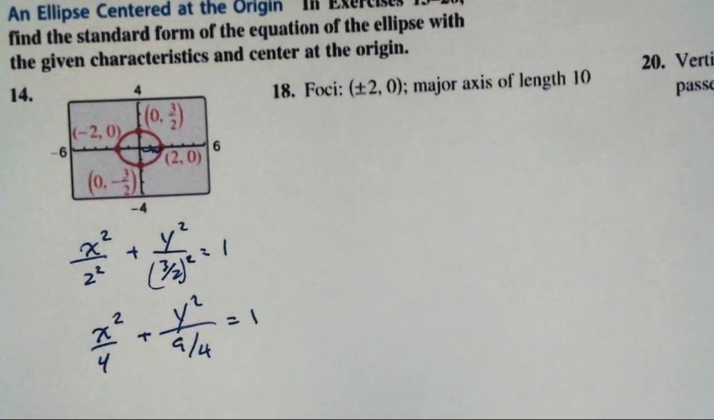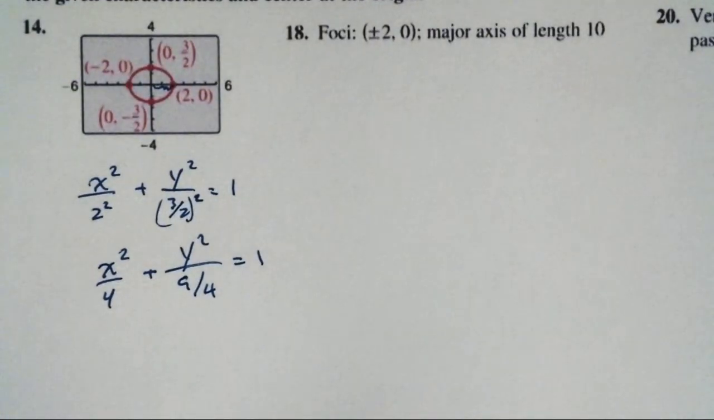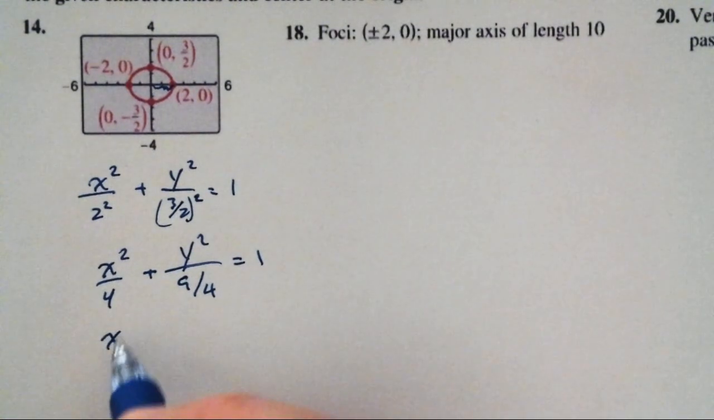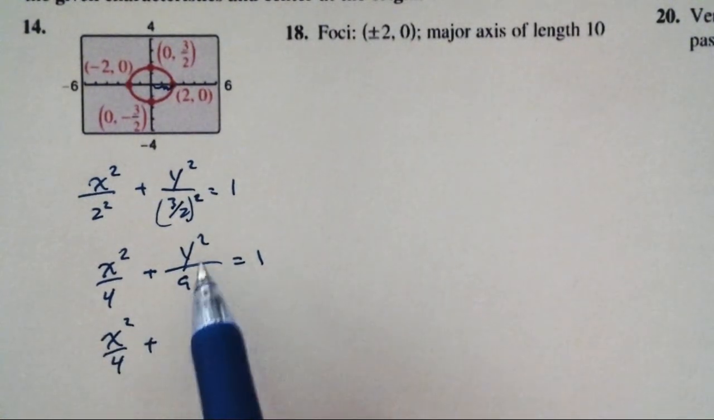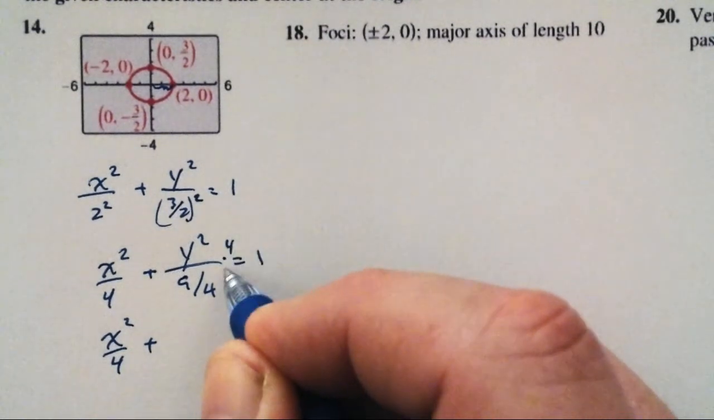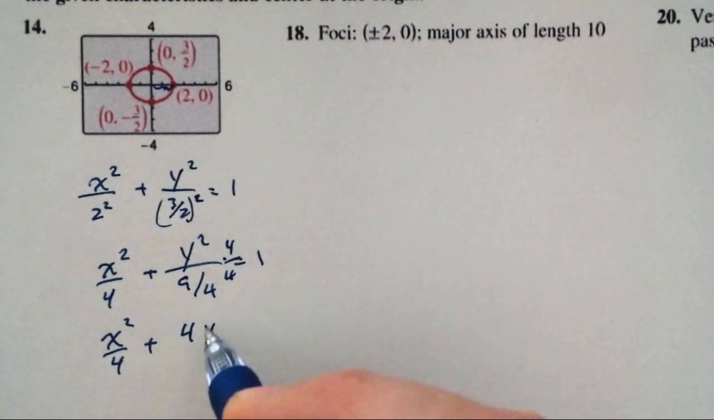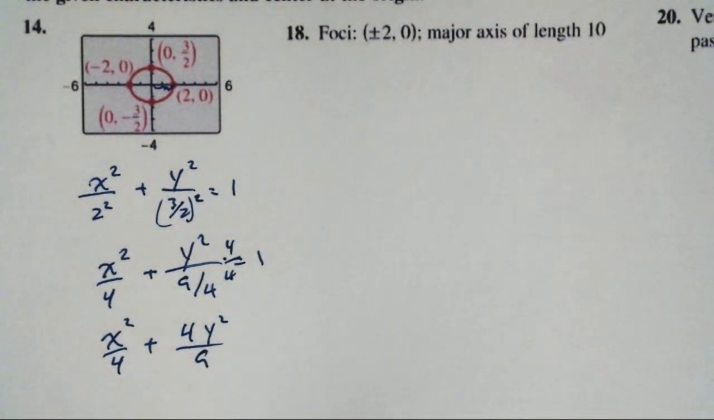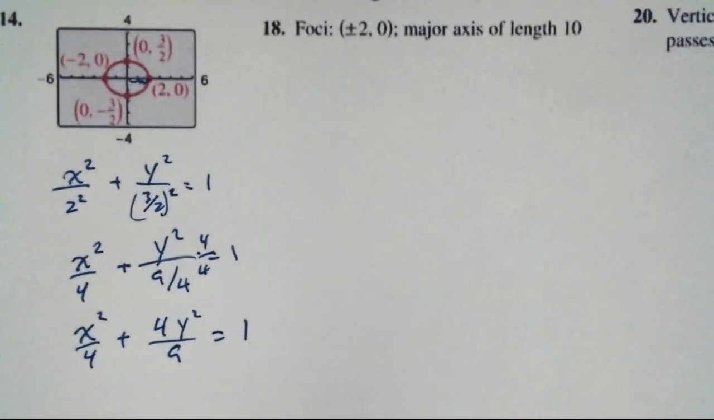And as I've said before, that kind of speaks to me, but the back of the book probably has that as x squared on 4 plus, if I was to multiply this by 4 on 4, I get 4y squared on 9 equals 1. Okay.